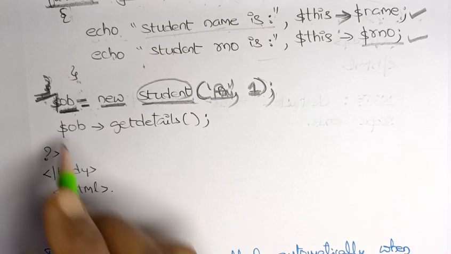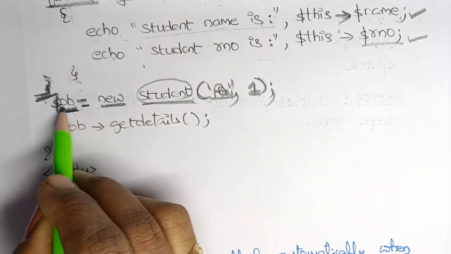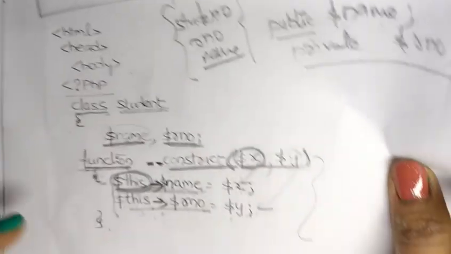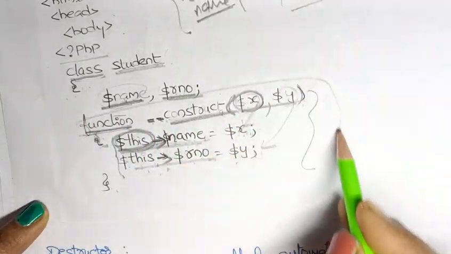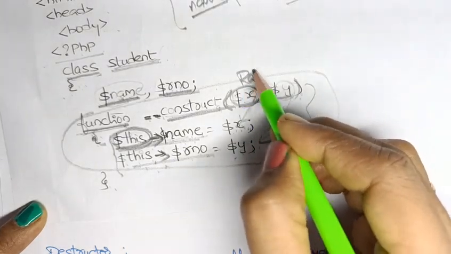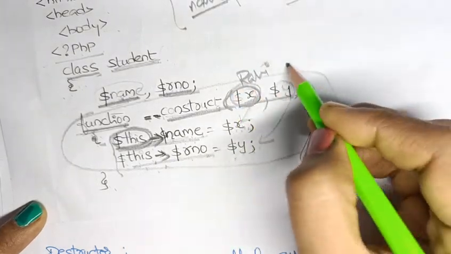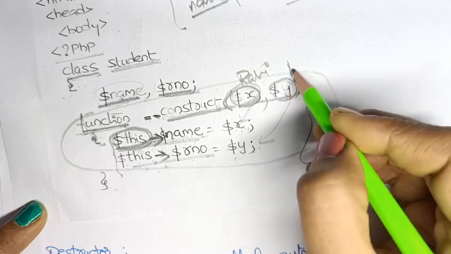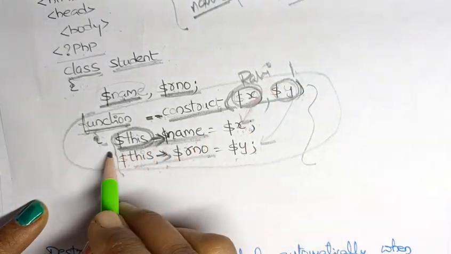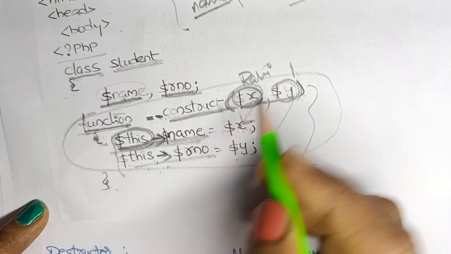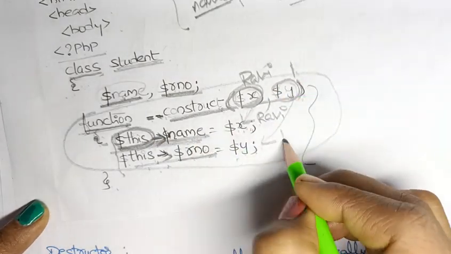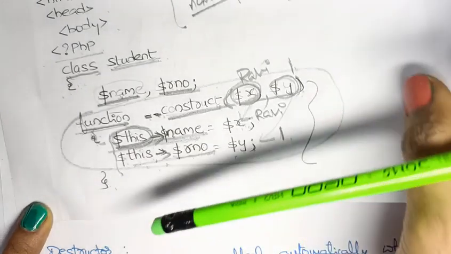So here, whenever you create an object, this constructor is called automatically. Ravi is stored in this $x and 1 is stored in this $y. So this Ravi you are passing is stored in the name variable. So name is nothing but Ravi now, and roll number is nothing but 1 now.